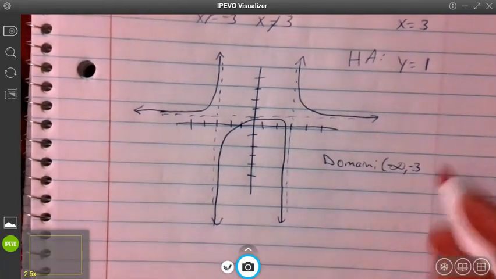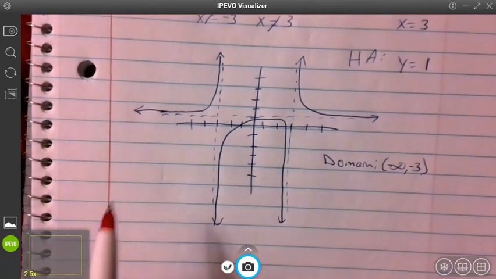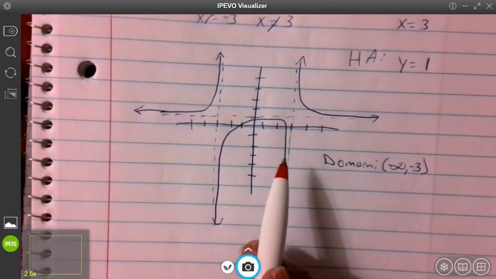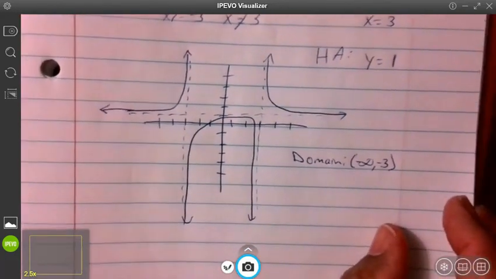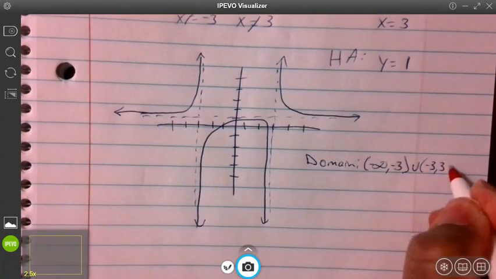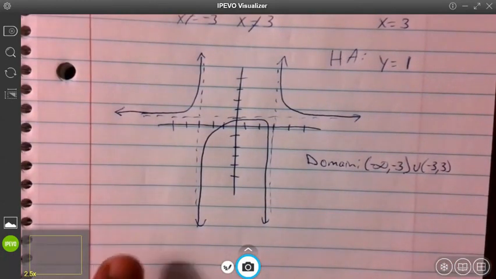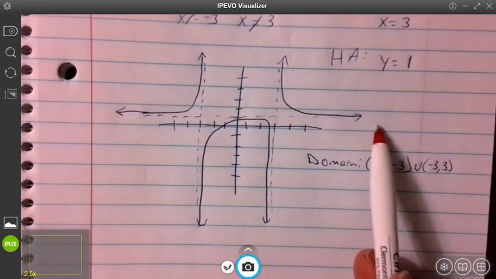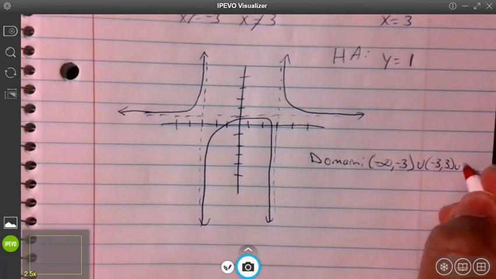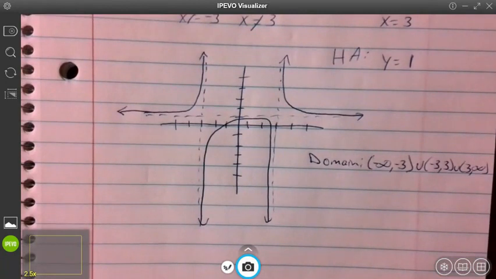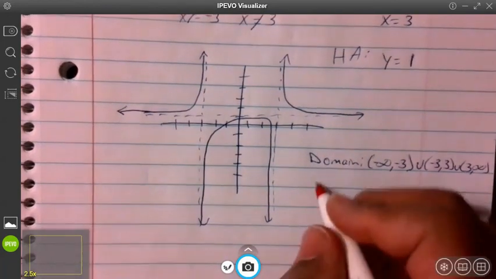Okay, now since it does not cross there, that'll be parentheses. Then there's another part, okay? And the next part goes from negative 3 to positive 3. So since my next part, I'll put the union in there. It goes from negative 3 to positive 3. And then we have our third part here, okay? We'll go from positive 3 all the way to infinity. So union. So we have 3 parts. So that's my domain.